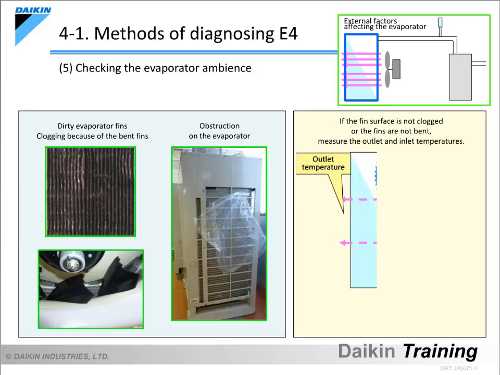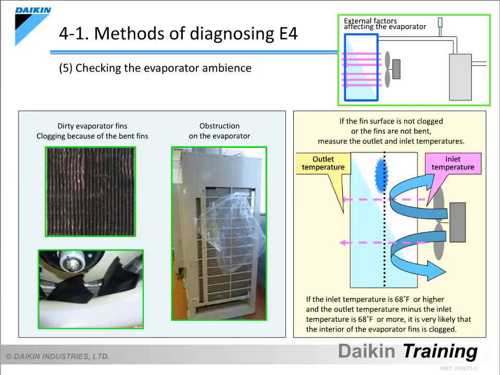If the surface is not dirty and the inlet temperature is 68 degrees Fahrenheit or higher, measure the air temperatures on the inlet and outlet sides of the heat exchanger. If the temperature difference is 68 degrees Fahrenheit or more, it indicates that the interior of the heat exchanger has gotten dusty. If so, it is necessary to clean it. If the heat exchanger is not dirty, the next item to be checked will be whether there are any problems with the air conditioner installation.